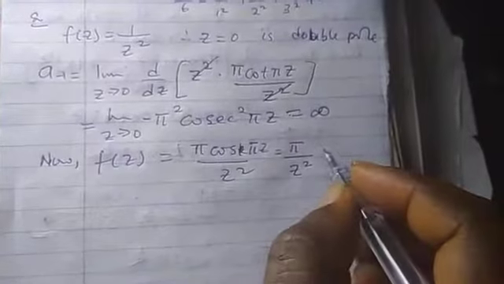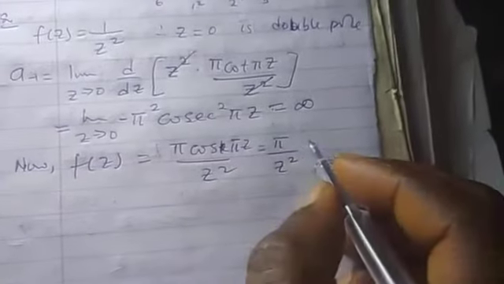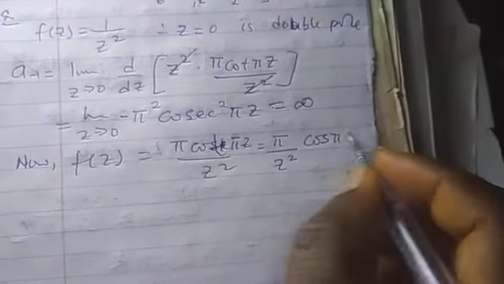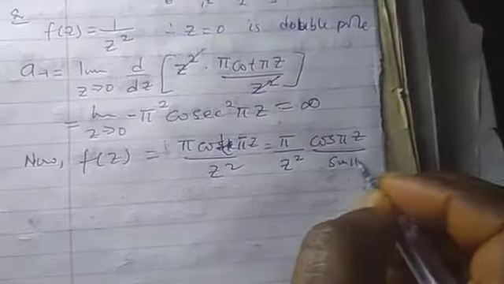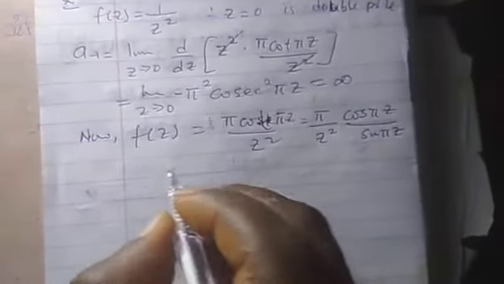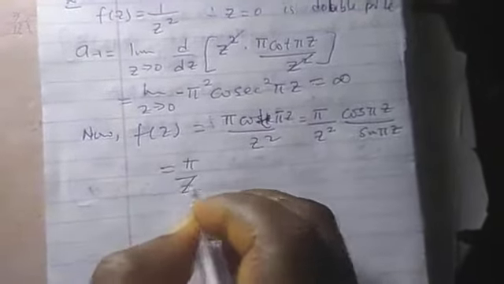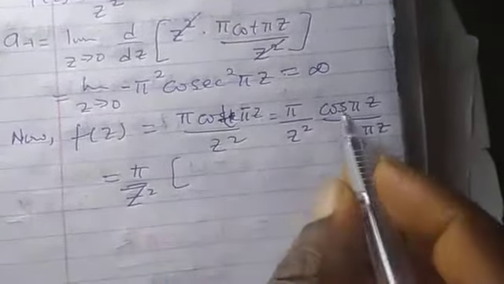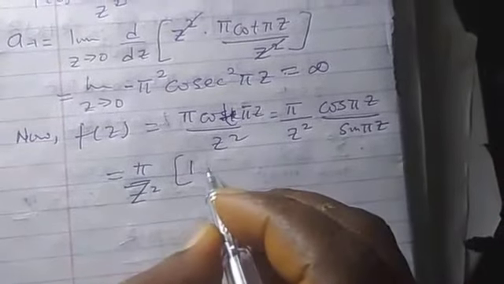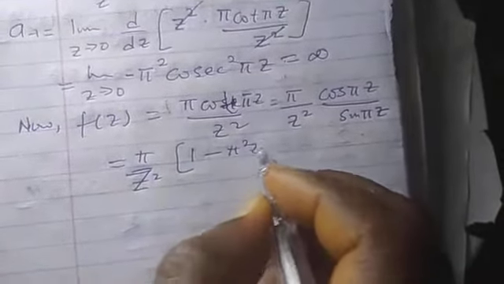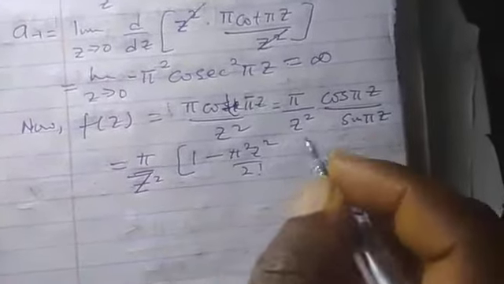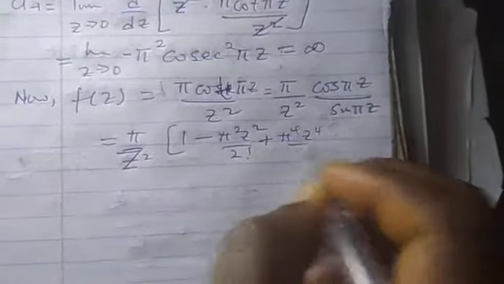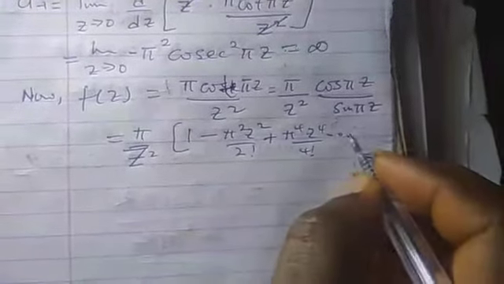So this will be pi over z squared. We know that cot pi z is the same thing as cos pi z over sine pi z. Now, with the help of the Maclaurin series, cos pi z will give me 1 minus pi square z square over 2 factorial, plus pi raised to power 4 z raised to power 4 over 4 factorial, minus and so on.